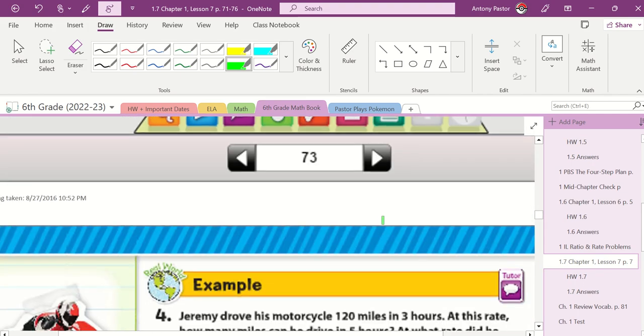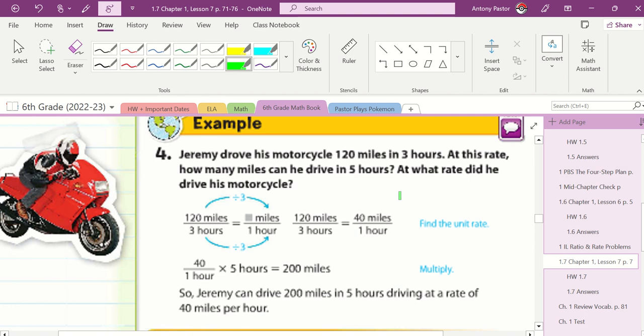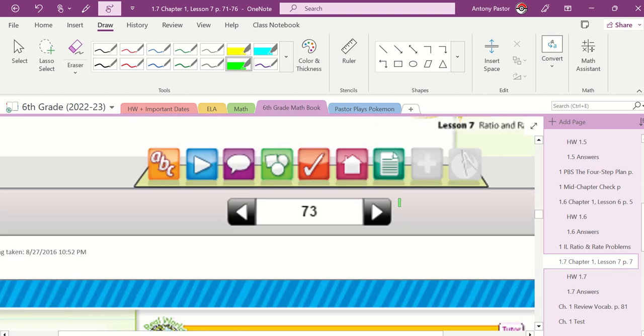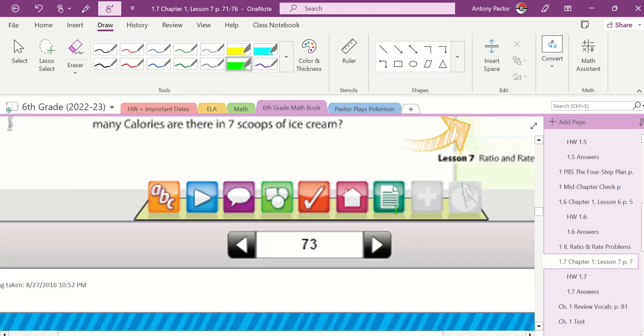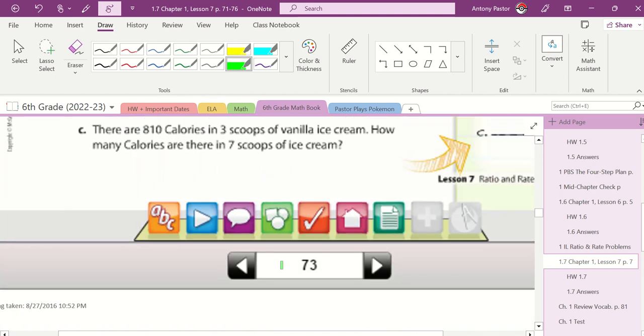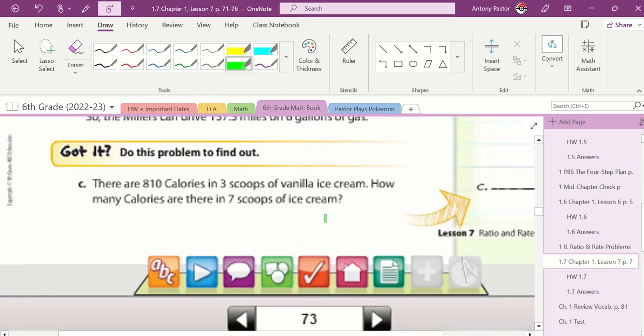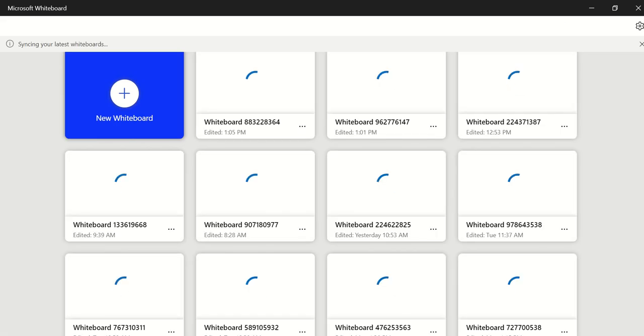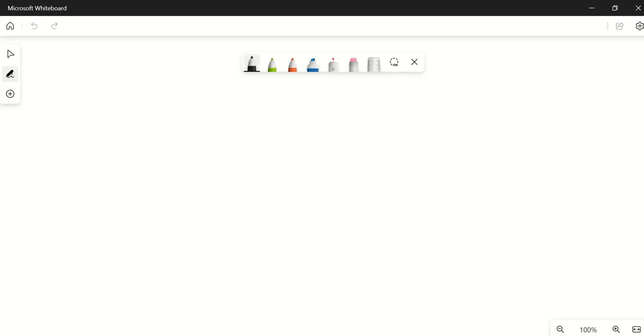All right, let's see. Examples, find the unit rate. All right, so let's go ahead and do this got it really quick, and then we'll finish this section off. There are 810 calories in 3 scoops of vanilla ice cream. How many calories are there in 7 scoops of vanilla ice cream? So this one is going to be one where we're forced to find the unit rate. So 3 scoops of ice cream give us 810, is that what it said?